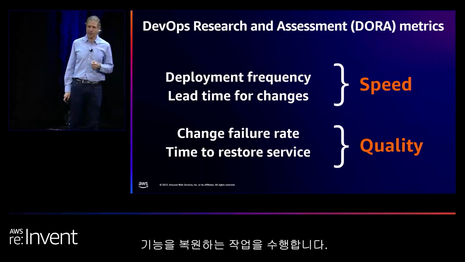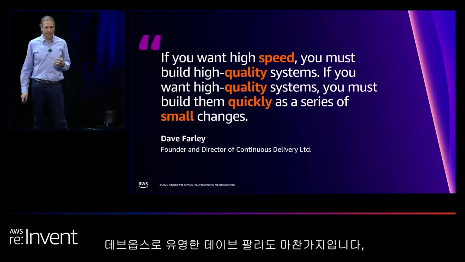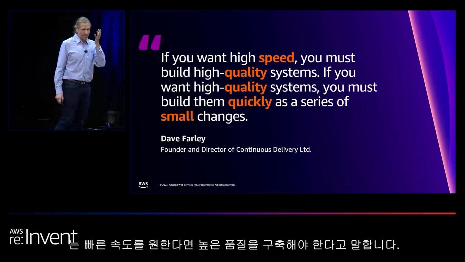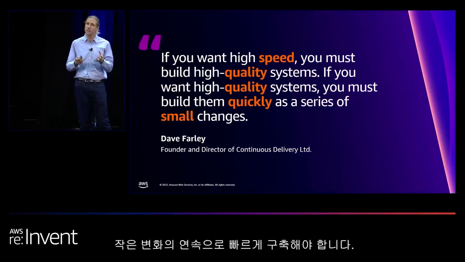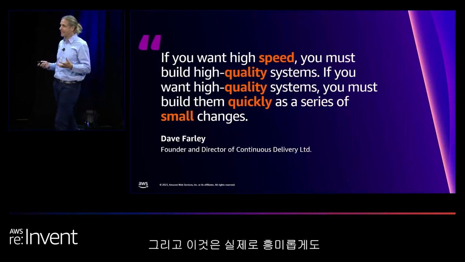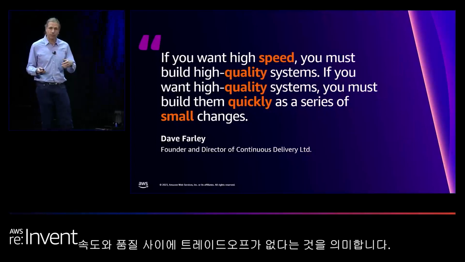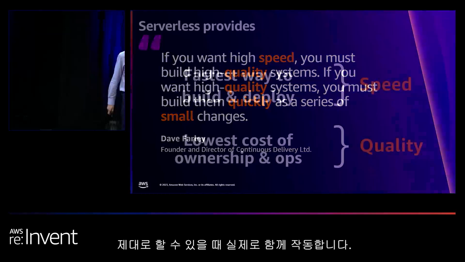But Dave Farley, also of big DevOps fame, says if you want high speed, you must build high quality systems, and if you want high quality systems, you must build them quickly as a series of small changes. And this actually means, excitingly, that there isn't a trade-off between speed and quality. They actually work together when you can do it right.